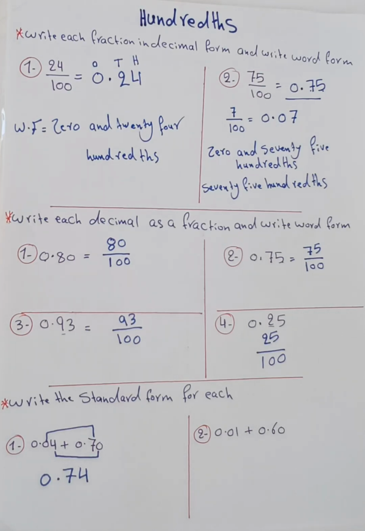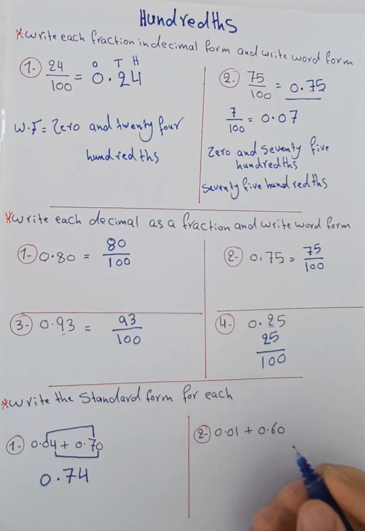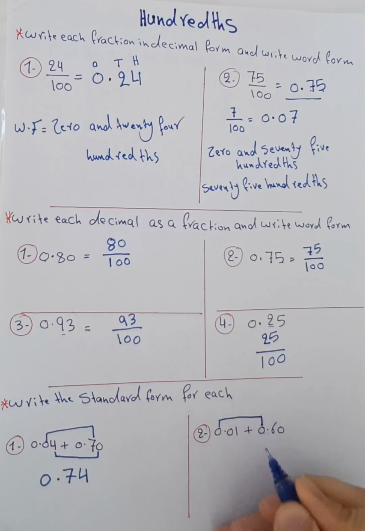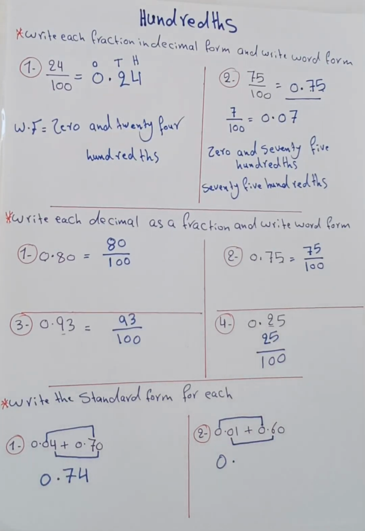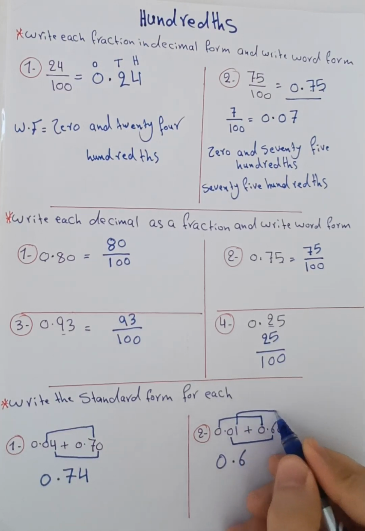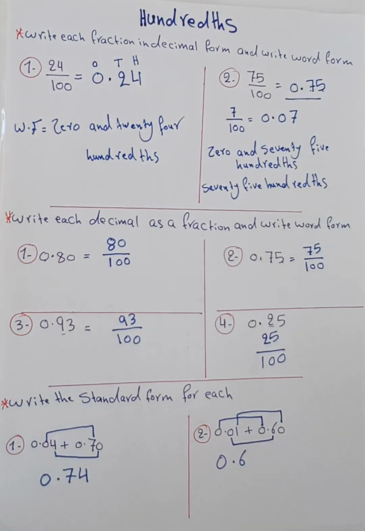Last example, example number 2. This is expanded form, how to change it into standard form. So first we can add the ones. 0 plus 0 is 0, and then write the point. After that we have to add the tenths. 0 plus 6 is 6. After that we have to add the hundredths digits. 1 plus 0 is 1. So the standard form for this expanded form is 0.61, or we can say 0 and 61 hundredths, or 61 hundredths.